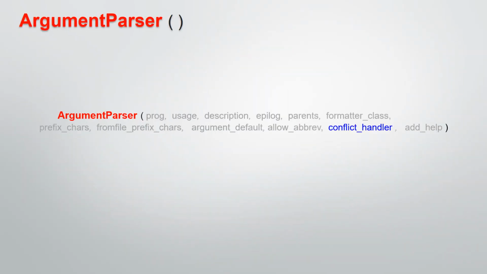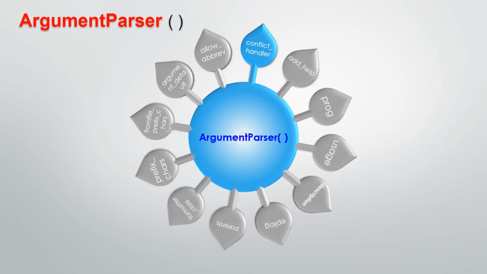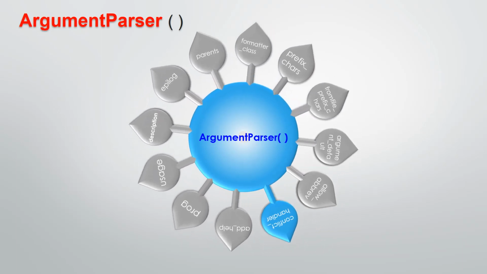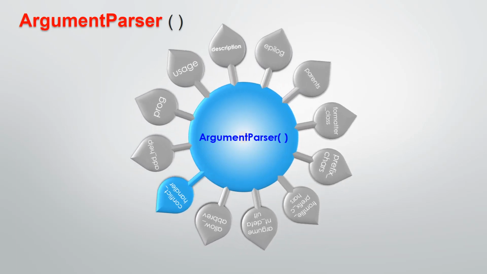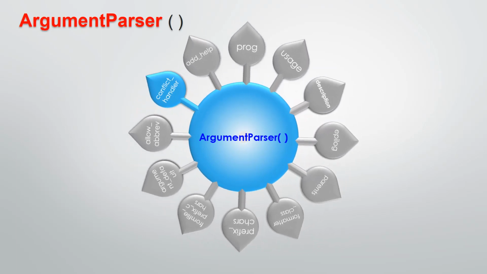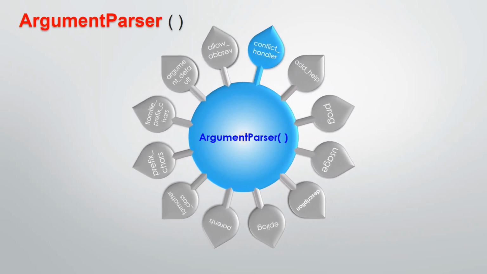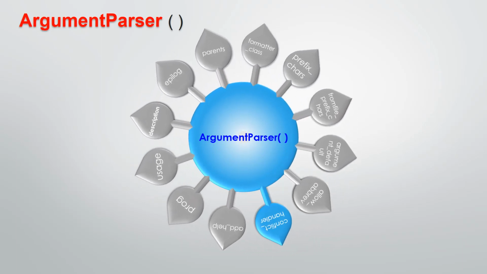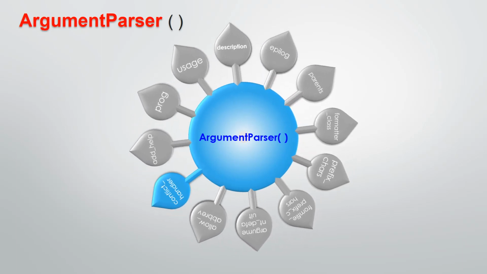conflict_handler. It is the strategy for resolving conflicting optionals. Actually, it is unnecessary, but you can use it when conflicting options have to be resolved. ArgumentParser objects do not allow two actions with the same option string. By default, ArgumentParser objects raise an exception if an attempt is made to create an argument with an option string that is already in use. Let's see an example of that.